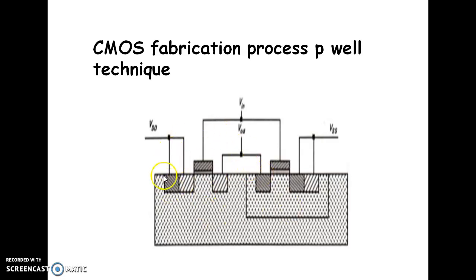And now the connections. We know the source of PMOS is to be connected to supply, and this is the substrate connection. So the substrate also should be tied to the source to avoid the body effect. Similarly, the source of NMOS should be connected to ground, and this is the substrate connection, which also should be connected to the source. Both the gates are connected together to apply input, both the drains are joined together to take the output. So this is the P-well technique.